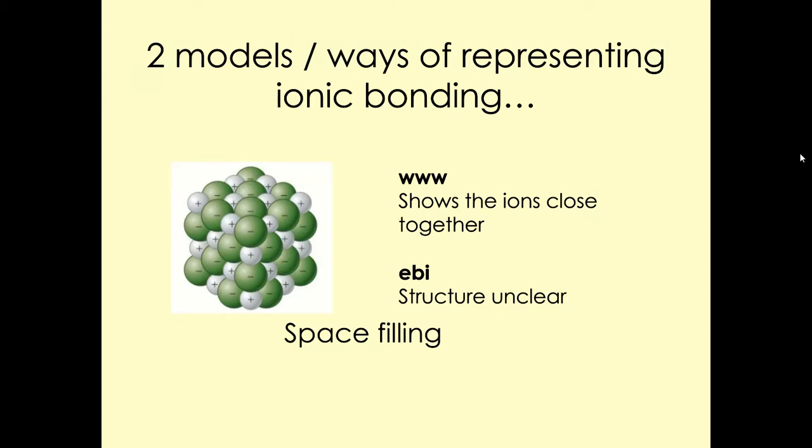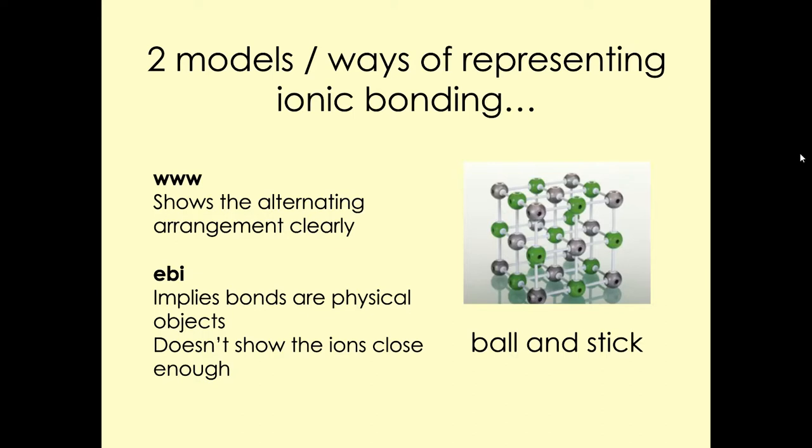However, because there's no space between them, it's difficult to see the structure. So the structure's a bit unclear. I can kind of see that it alternates positive and negative, but you can't see the details of the structure in terms of how many ions are surrounding one particular ion. The ball and stick model is better in that it shows the alternating arrangement clearly. You can clearly see that it's alternating between positive and negative ions. And if I look at that green one in the middle, I can clearly see that I've got 1, 2, 3, 4, 5, 6 of the oppositely charged ions surrounding it, which I couldn't see in the space filling model.